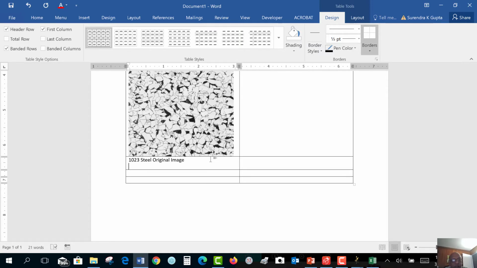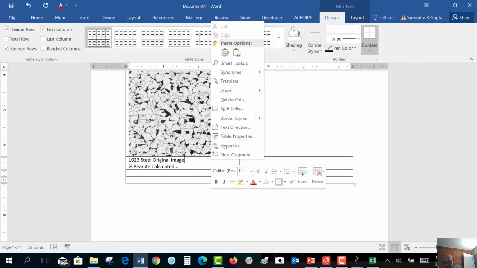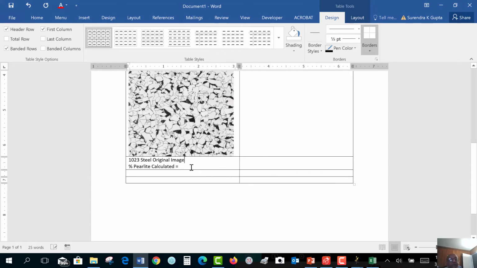And we can calculate the percent perlite. And we put it in our formula. We have 0.23% carbon minus 0.022, divided by 0.76 minus 0.022, and which gives us 28.2%.